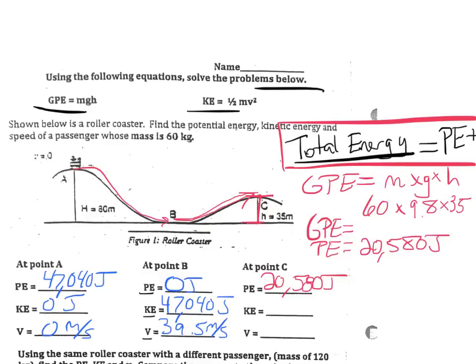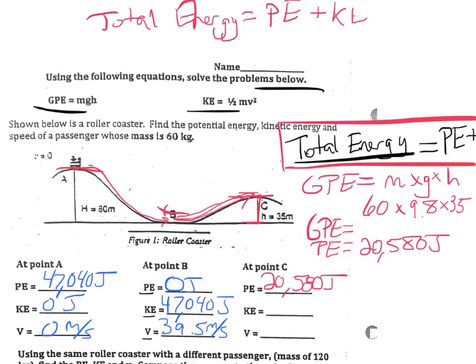Now I look at this total energy idea and I say, well, the roller coaster started off with 47,040 joules of energy. It converted them all to kinetic energy, and then it took some of that speed energy, some of the motion energy, and lost it as it climbed up the hill. It began to go slower as it climbed up the hill, turning that energy into potential energy. I can use this relationship, the fact that the total energy equals the potential energy plus the kinetic energy.